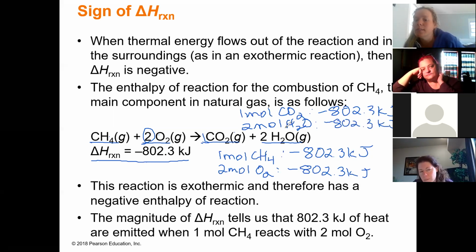So this is kind of cool because now you can go from an amount into an energy value, right? This is a conversion factor that takes us from a mole value into an energy or joule value.